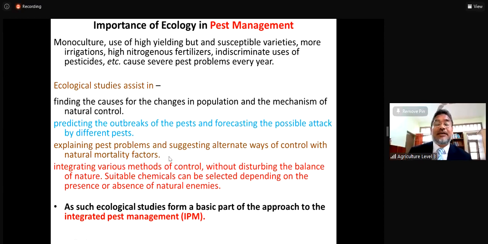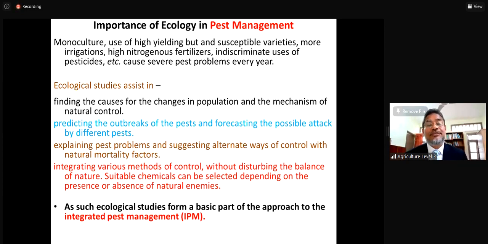the natural mortality factors, all can be just given to them. Then integrating various methods of controls, we need to integrate them without disturbing the balance of natures. আমরা একটা কন্ট্রোল করতে গেলে যখনই পেস্টিসাইড ওভার ইউজ করে ফেলতেছি, আমরা শুধু we are not killing our pest, we are killing the some beneficial fauna, so that's why some imbalance is being created. So we need to integrate the various control methods without disturbing the balance of natures.